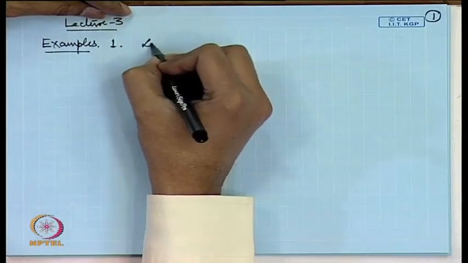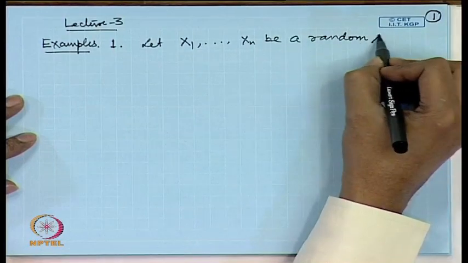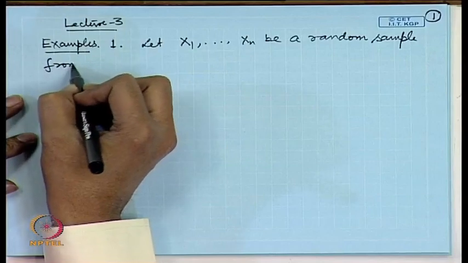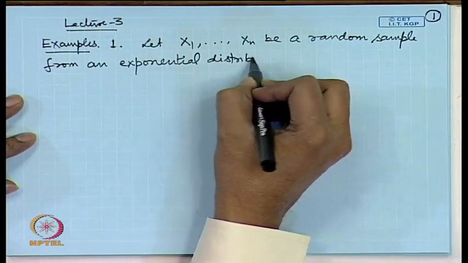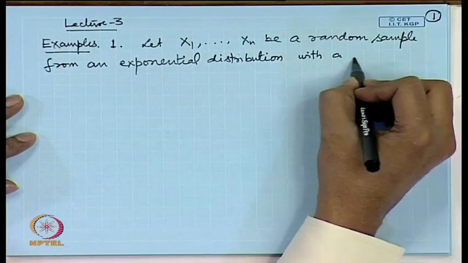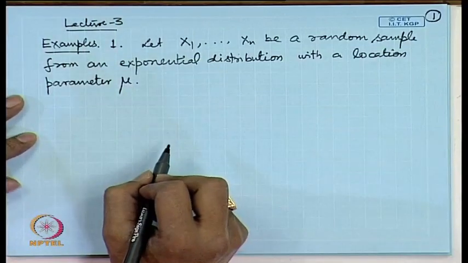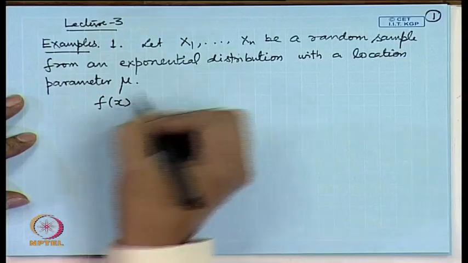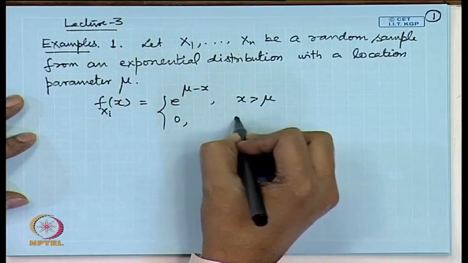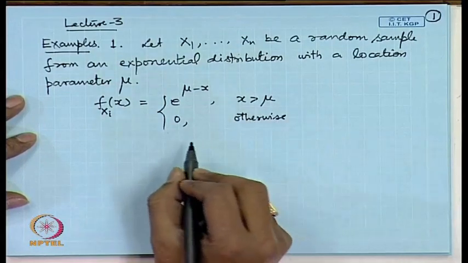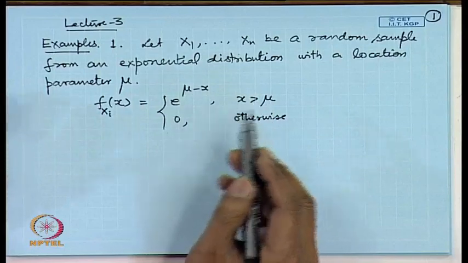Let us consider, say, x 1, x 2, x n to be a random sample from an exponential distribution with a location parameter mu. That means, I am considering the density function of x i to be e to the power mu minus x, where x is greater than mu, and 0 otherwise. So, this is actually the well known shifted exponential distribution. Here mu denotes the minimum guarantee time of the component or the life.